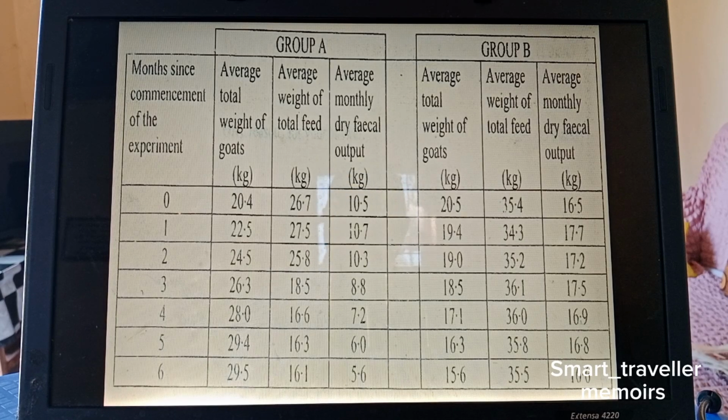So those headings are the same in both cases. So you can see the data, the months since commencement of the experiment: 0, 1, 2, 3, 4, 5, 6 months. And you can see now the corresponding measurements of weight and fecal matter for the two groups of goats.